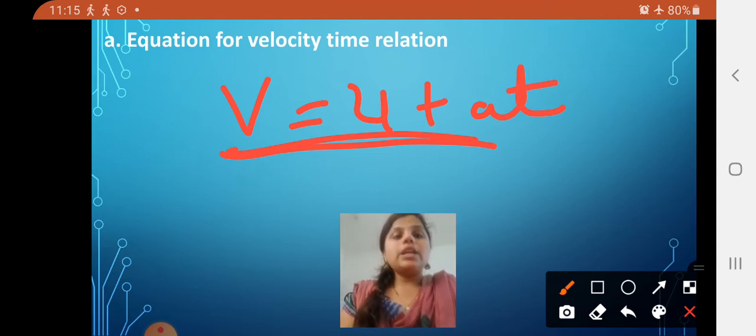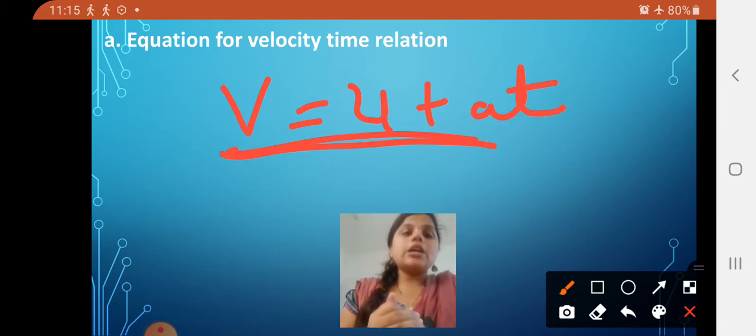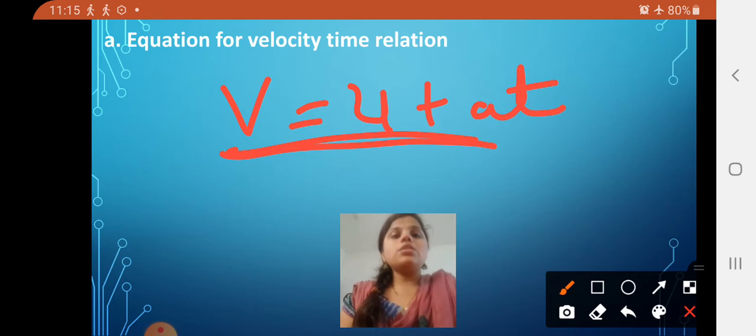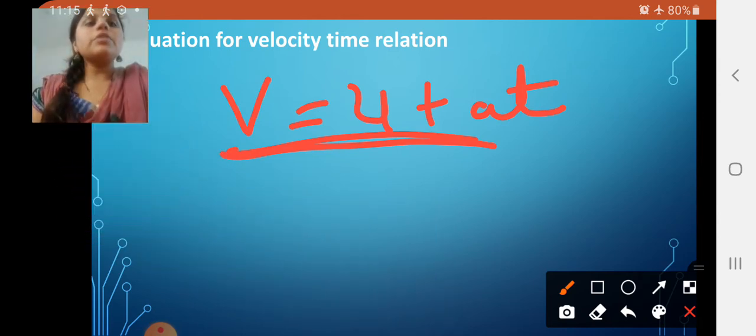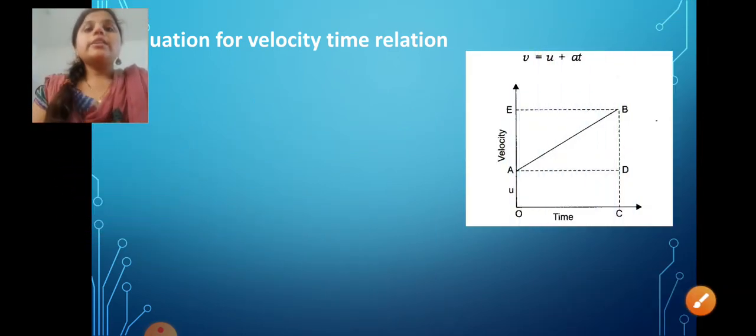Be ready dear students, this equation is very important, and this derivation is also very important for solving problems. So don't neglect these things, and whatever I am teaching you, just go through that, and if you are finding any difficulty in understanding the concept, just contact me. I can explain it once again. Now we are going to start the derivation.